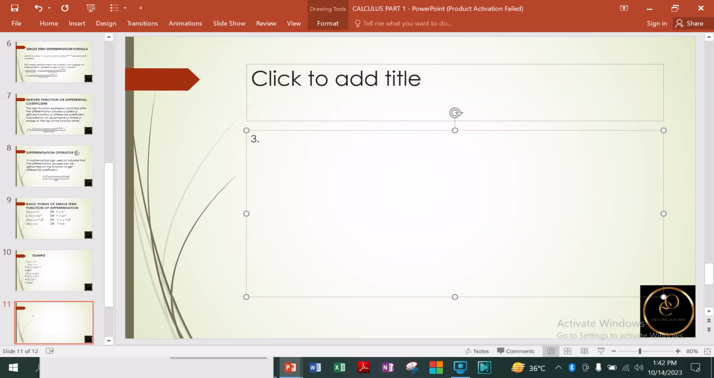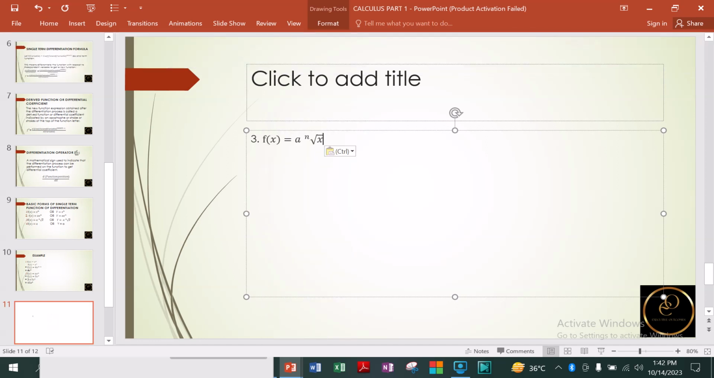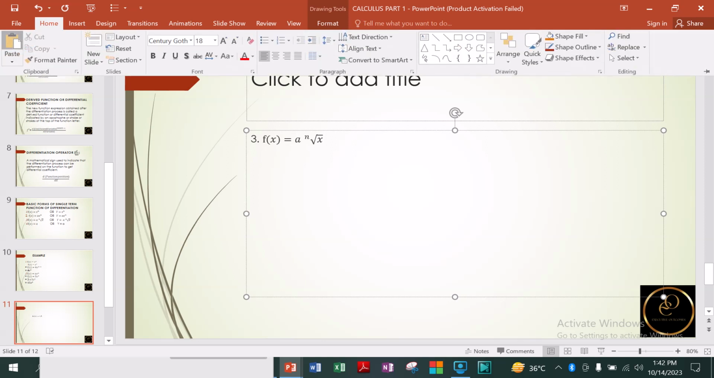Okay, number 3. So there we are. We have this type of a function. So what do we do? Let's look at an example which is going to be used in this particular regard.